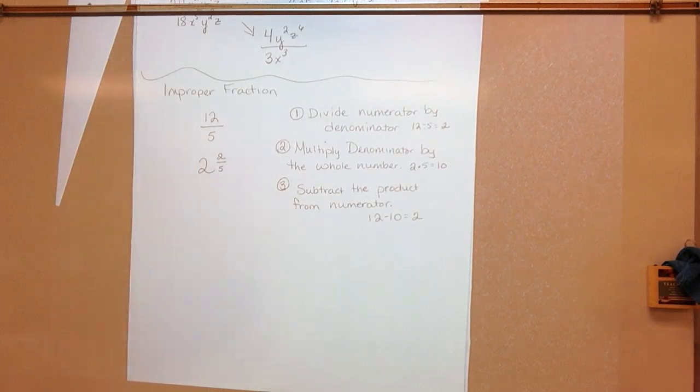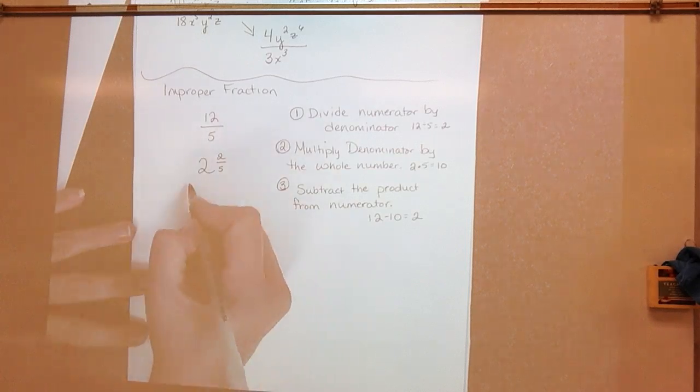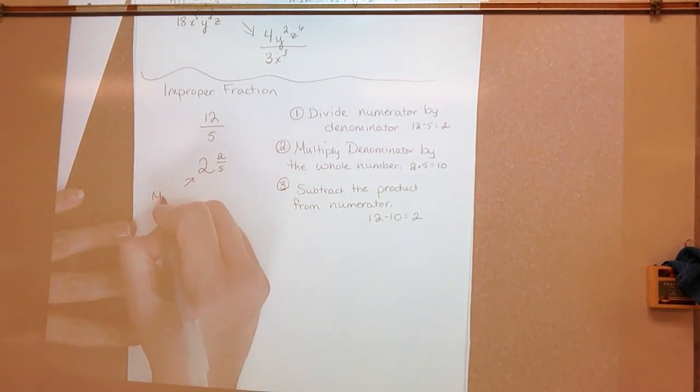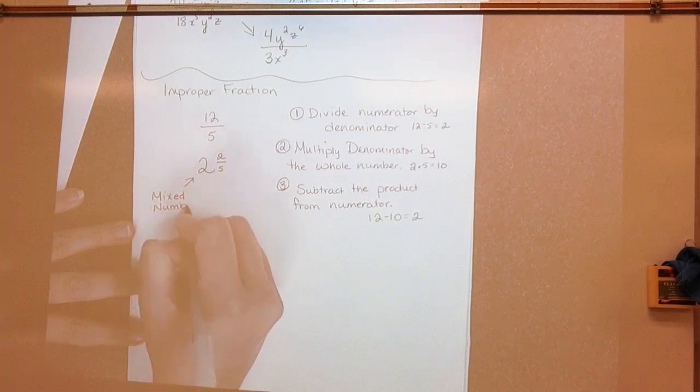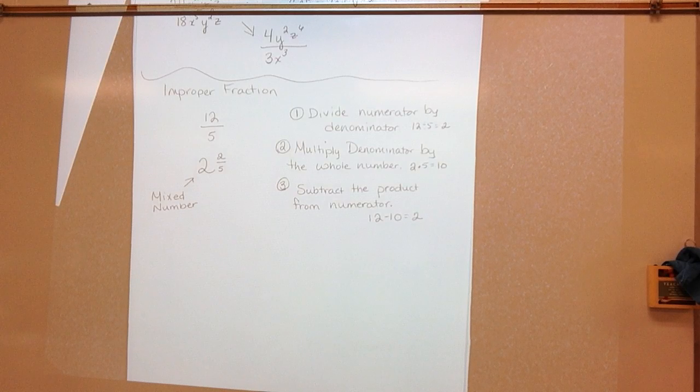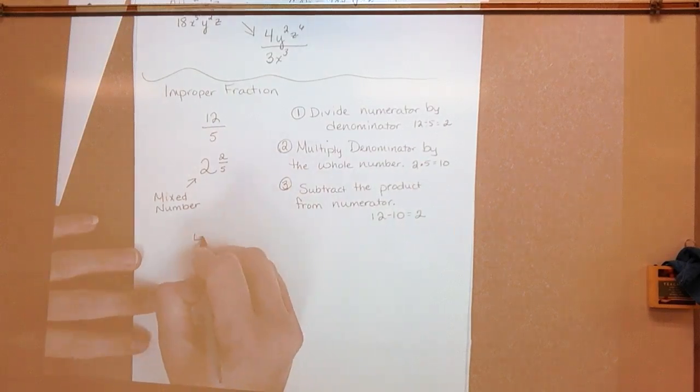So I have now taken 12/5 and I have rewritten it as a mixed number because it has a whole number and a fraction left over. So I have to do a little bit of division, a little multiplication, a little subtraction. There's several steps here. All right, let's look at another example.